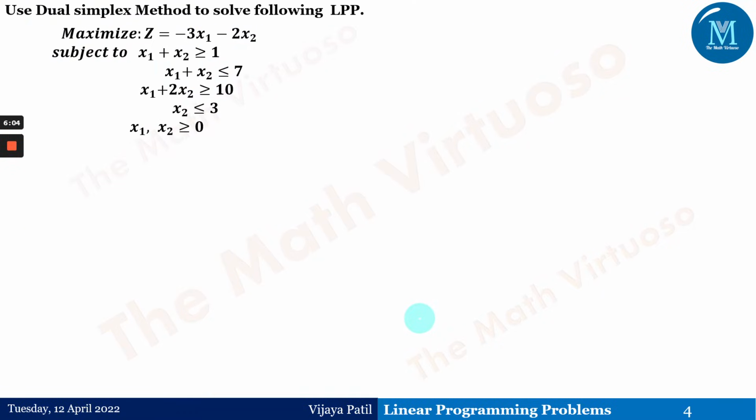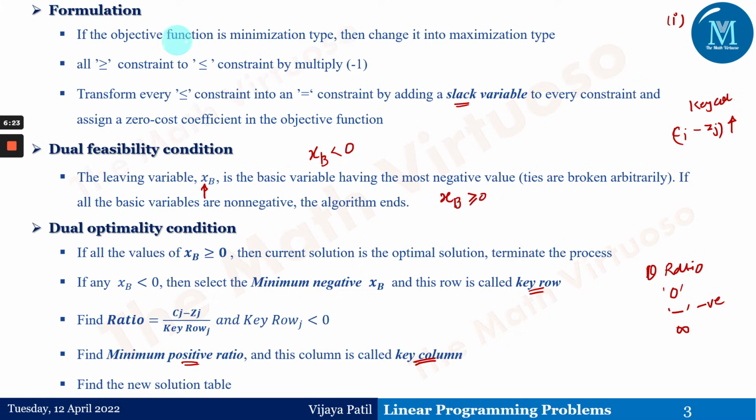Now let us start with one example. Use the dual simplex method to solve the LPP. Maximize Z subject to constraints 1, 2, 3, 4, and the fifth is the non-negativity constraint given to us. Now, what is this in the formulation? First, the objective function needs to be converted from min to max, but it is already a maximization.